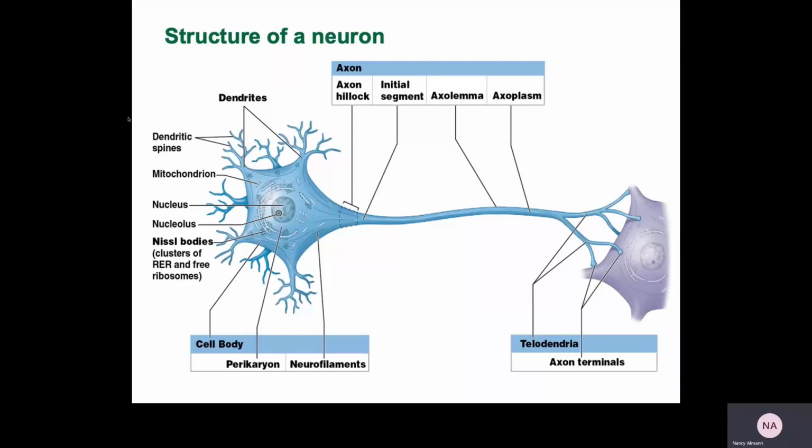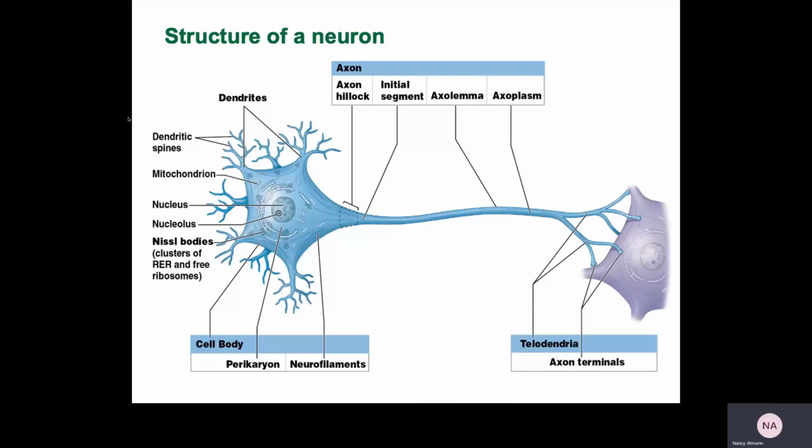So here we go again. You can see the dendrites. You can see the cell body, which will have nucleus, nucleolus, mitochondria, Golgi bodies, endoplasmic reticulum, etc. And then you can see the axon. You can see the axon hillock, which is labeled the initial segment, which is just distal to the axon hillock. The axolemma, again, is the plasma membrane, or the membrane around the axon, and the axoplasm is found within the axon. You can see the telodendria and the axon terminals.